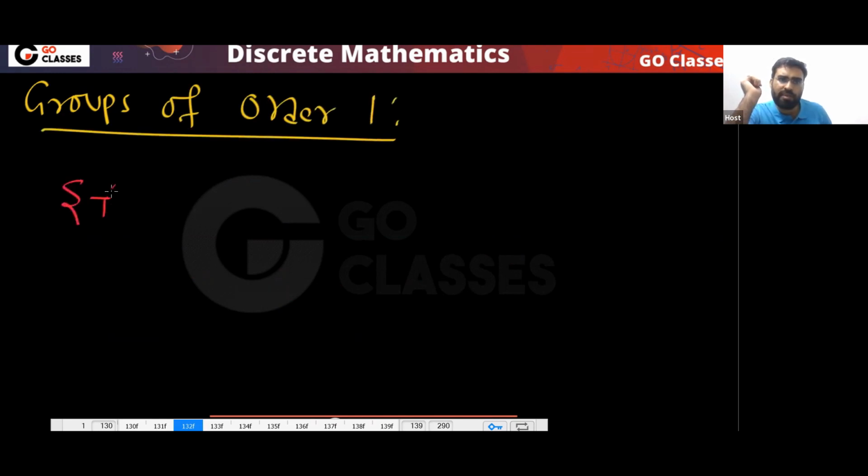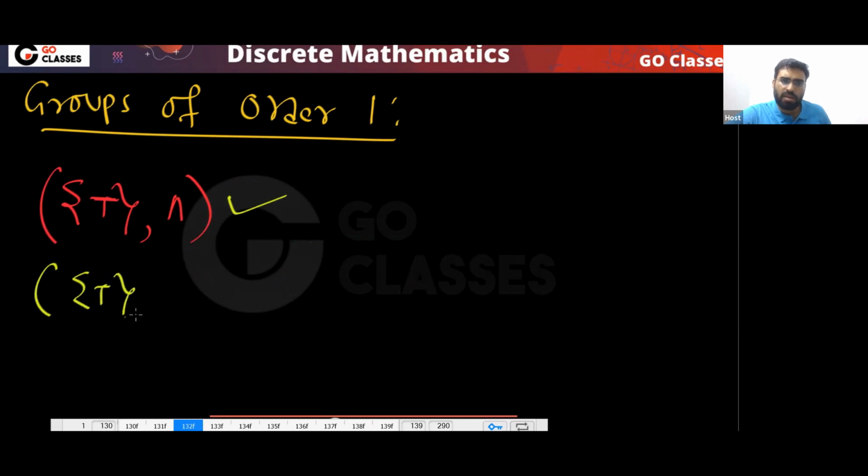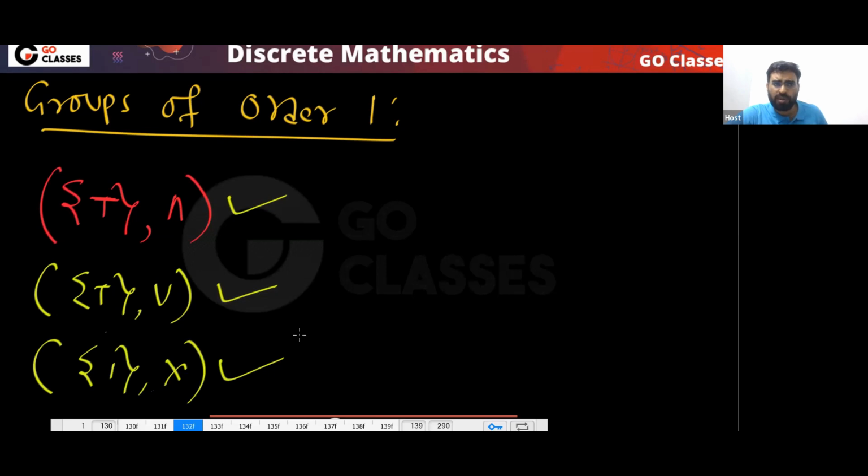Is this a group of order 1? True, with conjunction. Yes, this is a group of order 1. Is this a group of order 1? This is also a group of order 1. Is this a group of order 1? This is also a group of order 1. So can I say we have an infinite number of groups of order 1?